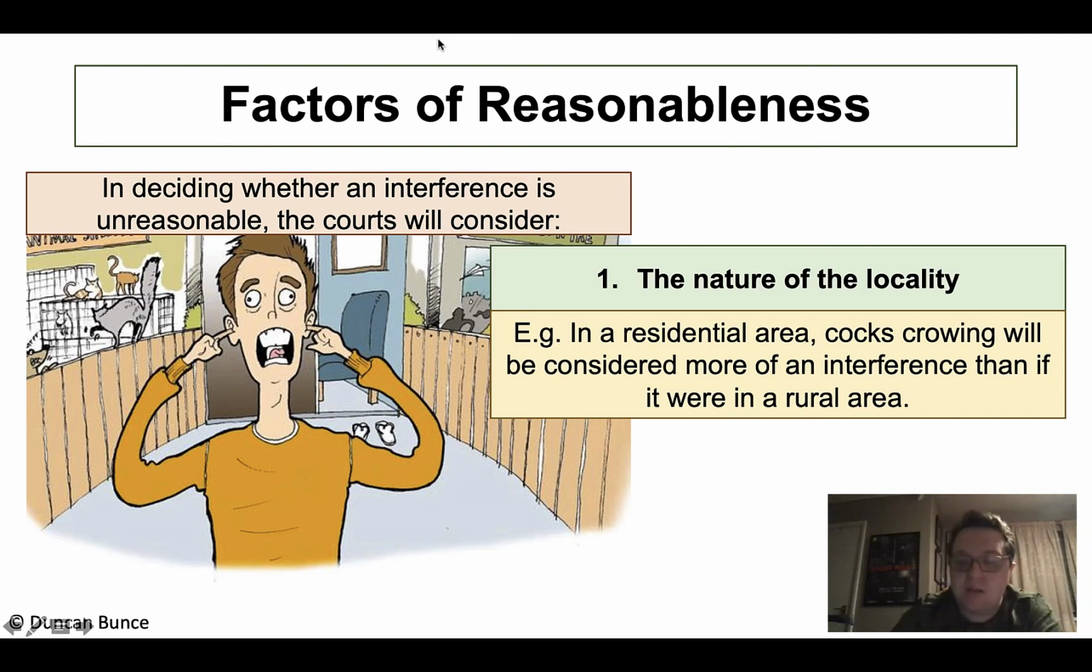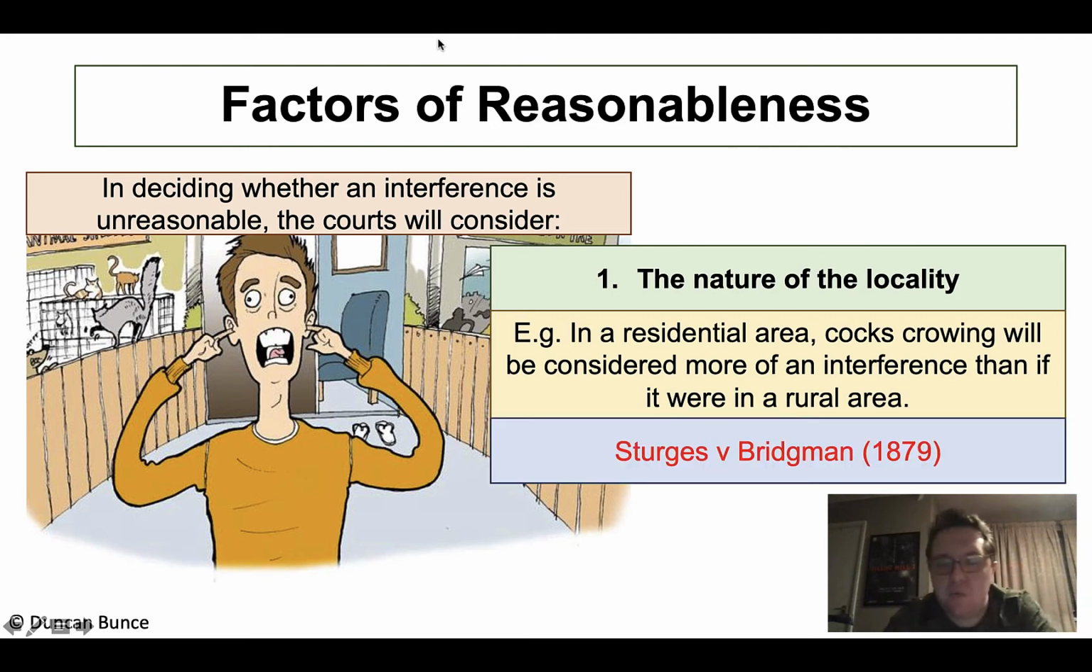The key case we need to know is Sturges v Bridgman. Now, remember, the most important thing is knowing the criteria and trying to give a case in support. The facts of the cases aren't the most important thing. Remember, it's always the ratio. I know you know this, but I'm just going to say it again.